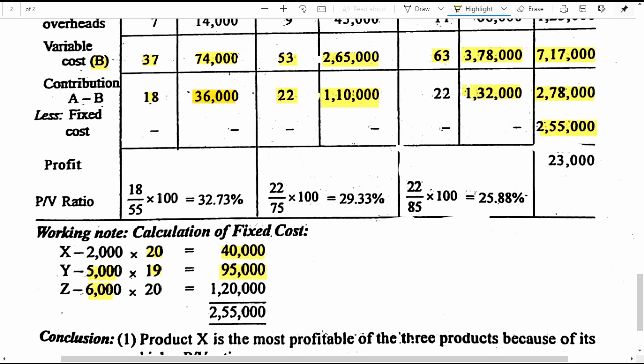Then similarly for Z, when the factory produces 6,000 units, it is 20 rupees fixed cost per unit. Therefore, 6,000 into 20 comes to 1,20,000 rupees. That's the fixed cost allocated to product Z. If you total all the three, you get the grand total of fixed cost, that is 2,55,000, which is subtracted here from the grand total of contribution amounting to 2,78,000. The balance comes as 23,000, which is nothing but the profit earned by the business concern through manufacturing and selling the three products named X, Y and Z.